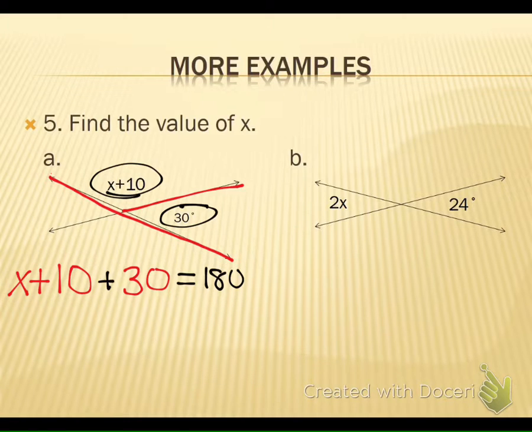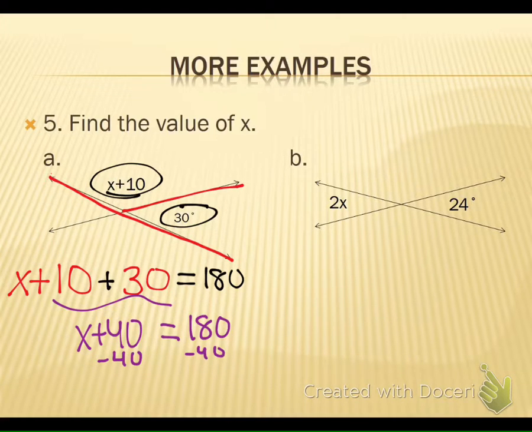From here, it's just the stuff you've been doing last year in algebra, right? How do I solve this? It's 40 when you add them, like terms. And then subtract 40 from both sides. What does x equal? 140. Good. So again, since they're right next door, making a line, they're a linear pair, and linear pairs add to 180.